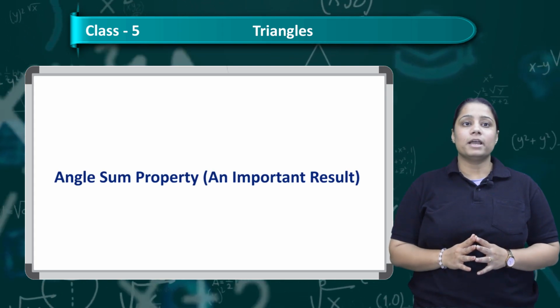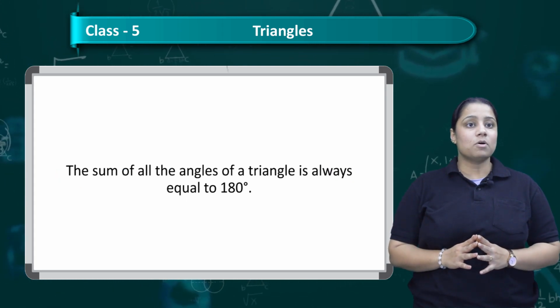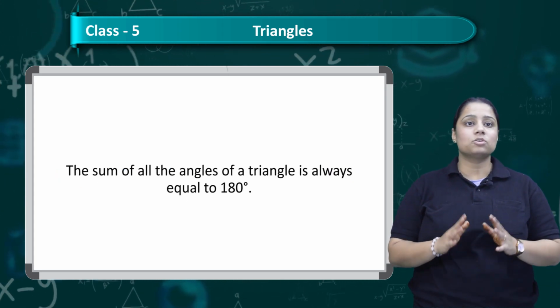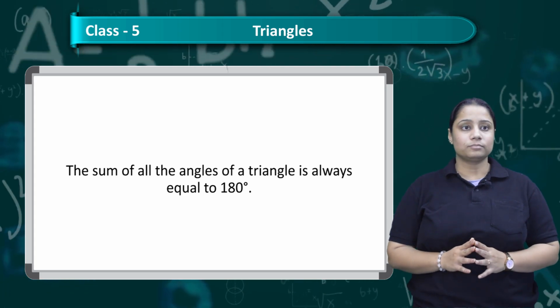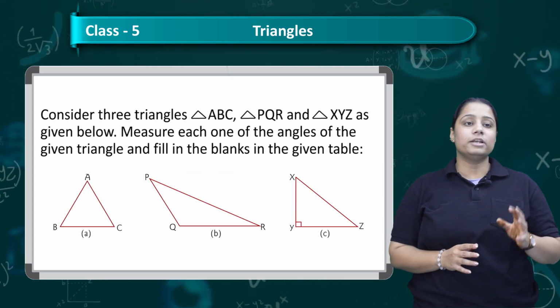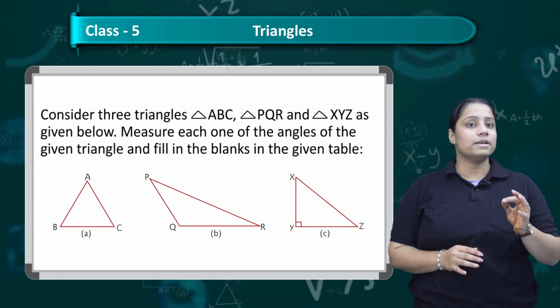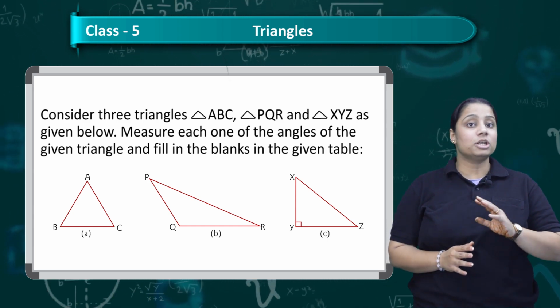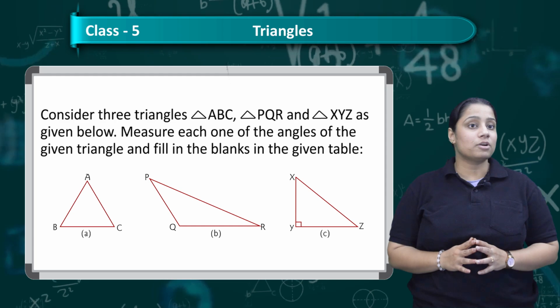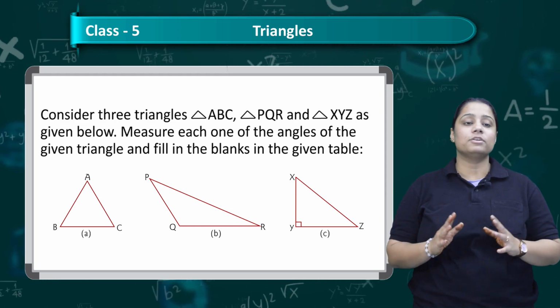Angle sum property, an important result. The sum of all the angles of a triangle is always equal to 180 degrees. Verification. Consider three triangles, triangle ABC, triangle PQR and triangle XYZ as given below. Measure each one of the angles of the given triangles and fill in the blanks in the given table.